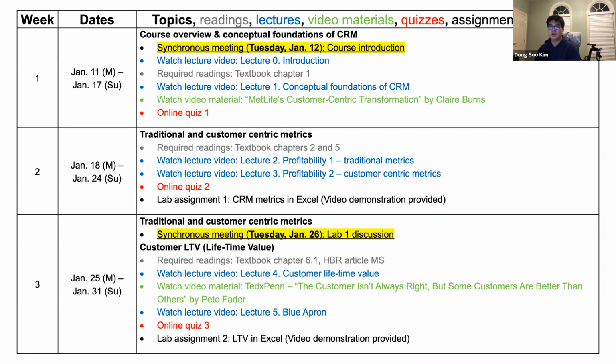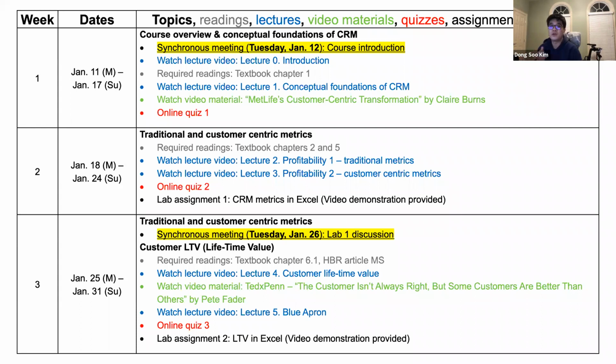In the second week, I will introduce several metrics to measure customer values. The format is the same as the first week: textbook, lecture, additional materials, and quiz. In addition, there is a lab assignment. As I told you, all materials, including video demonstration, will be provided.